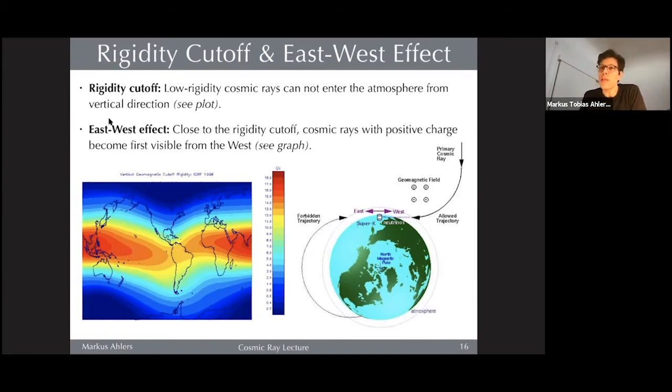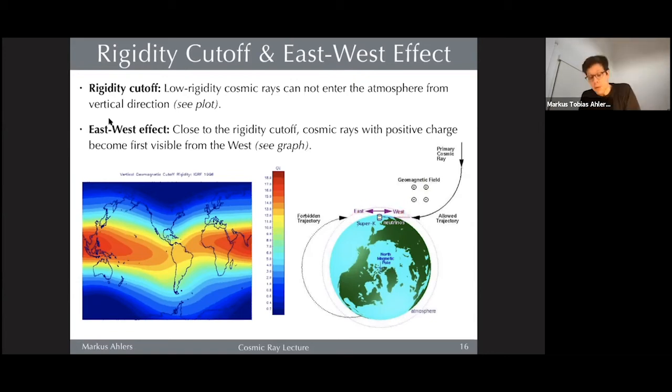The other effect is the so-called east-west effect. So imagine now you are again at the equator, and you're looking here at the North Pole. And so the Earth magnetic field is pointing in this direction from the point of view of the equator. And now you're looking for the difference of cosmic rays arriving from the east and arriving from the west. And what you can observe in this critical rigidity region of the order of tens and hundreds of gigavolt is that there is a deficit of cosmic rays observed from the east compared to cosmic rays observed from the west.